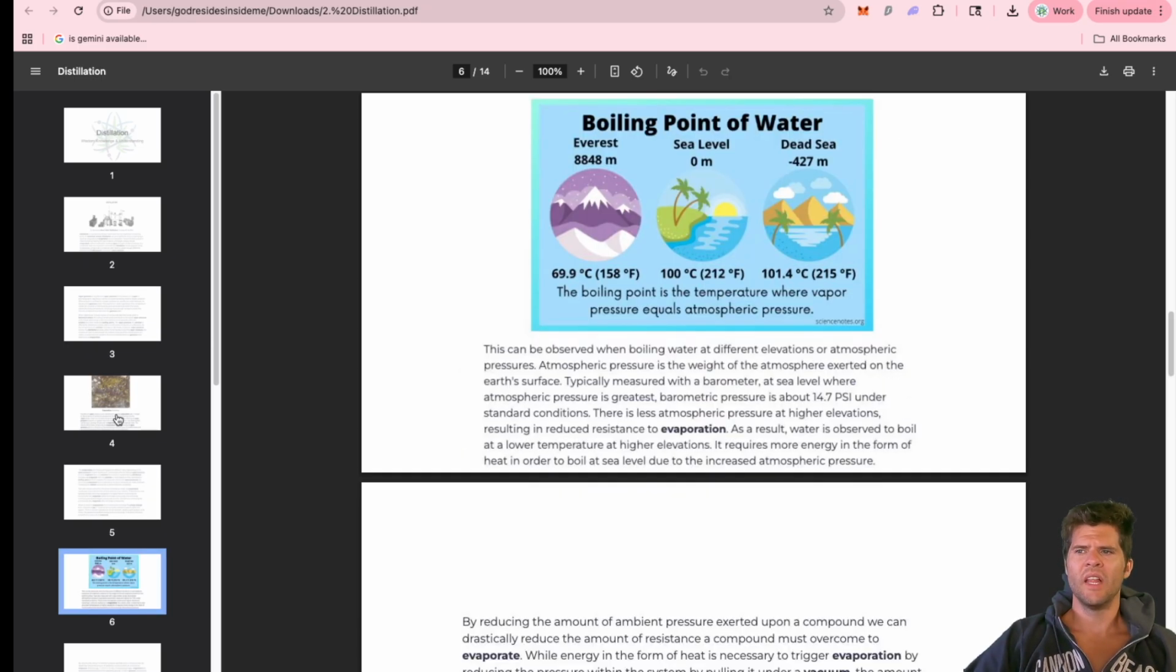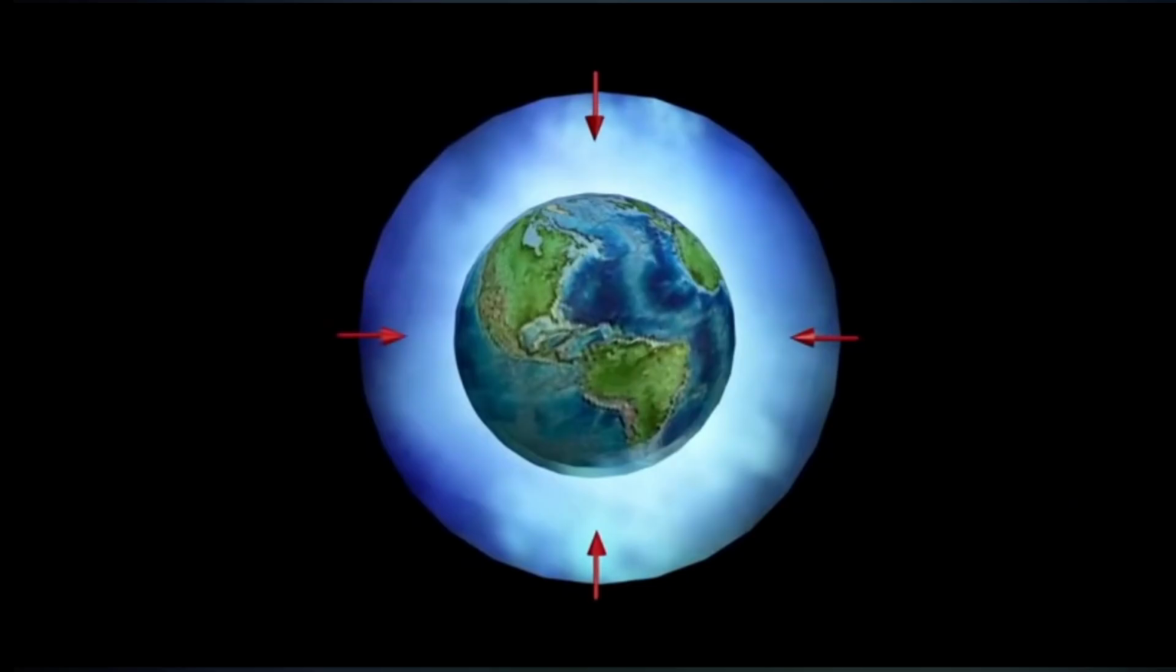You can see the higher that we go, the less temperature and the less ambient pressure is needed to evaporate a compound. The closer we come to sea level, the more temperature. The further we go below sea level, again, the more vapor pressure and the more temperature needed to evaporate the same compound. The boiling point is the temperature where vapor pressure equals the atmospheric pressure. This can be observed when boiling water at different elevations or atmospheric pressures.